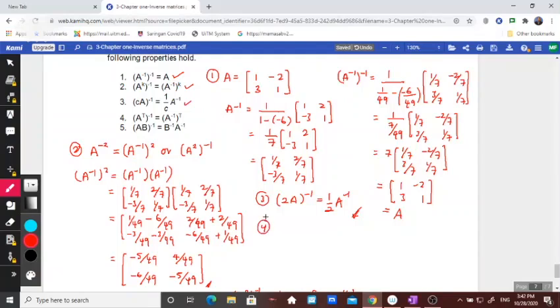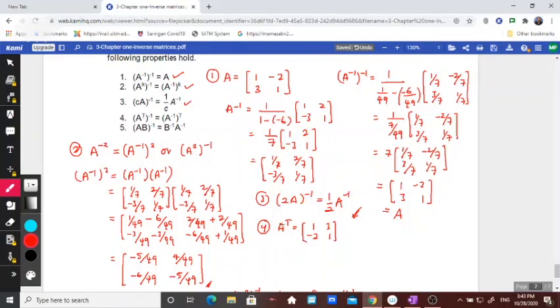Okay, then number 4, we have the transpose of A inverse equal to the inverse of A transpose. This is the same as property number 2, so we can switch the position of transpose and inverse. Let's say we have A, therefore the transpose of A is 1, negative 2, 3, 1.